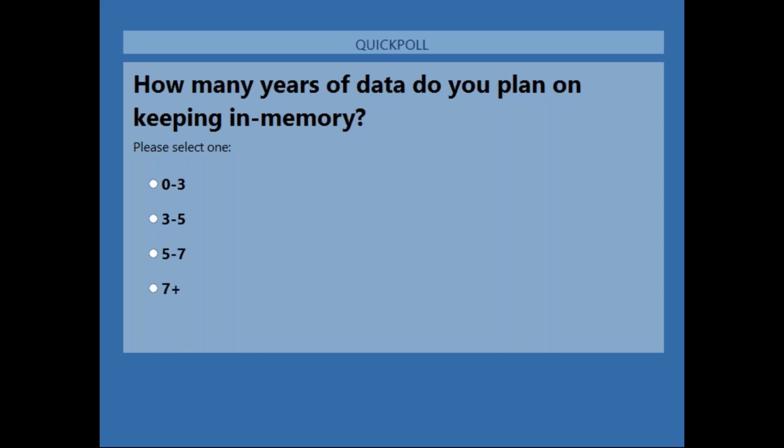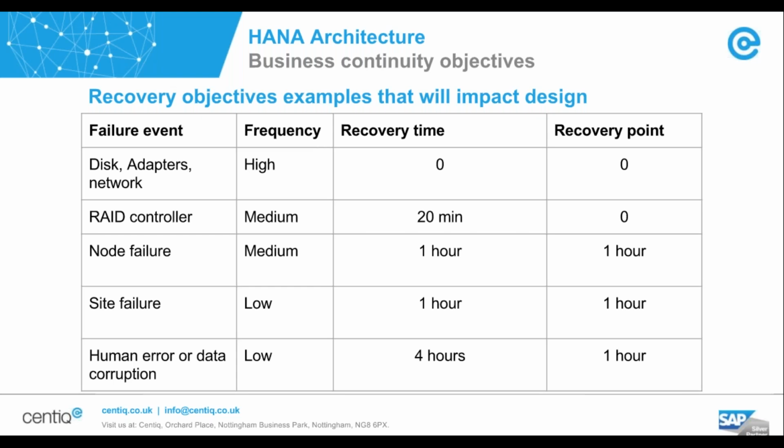Okay, so the next thing that will impact your architecture is your business continuity objectives. And what we mean by that is the different elements that could fail within your system, and what we want to do about it, or how quickly we want to recover. So again, I'd recommend you set up a table of the possible bad events that could happen, suggest how frequently they're likely to happen, and then what the business will accept as some kind of recovery time.